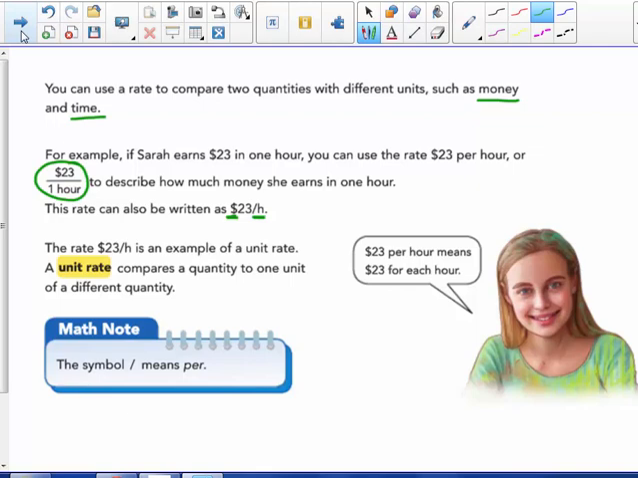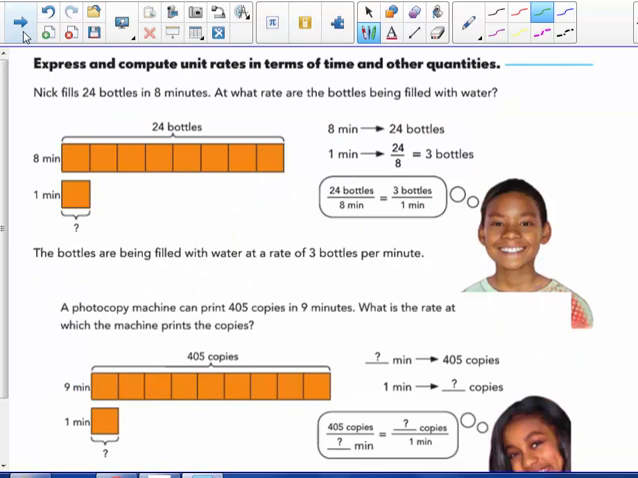They always have two labels, because you're talking about two different measurements or two different units. One of the units is money. One of the things that I'm measuring, units of measure, is time. I'm measuring money and I'm measuring time. Two labels. Important to know, with rates, we have two labels. The rate $23 per hour is an example of a unit rate. A unit rate, unit, like unicycle, means one. Compares a quantity to one unit. The symbol slash also means the word per. So if you don't want to write out the word per, you could use the symbol, slash. The next page in your notes goes on to show how you get a unit rate.